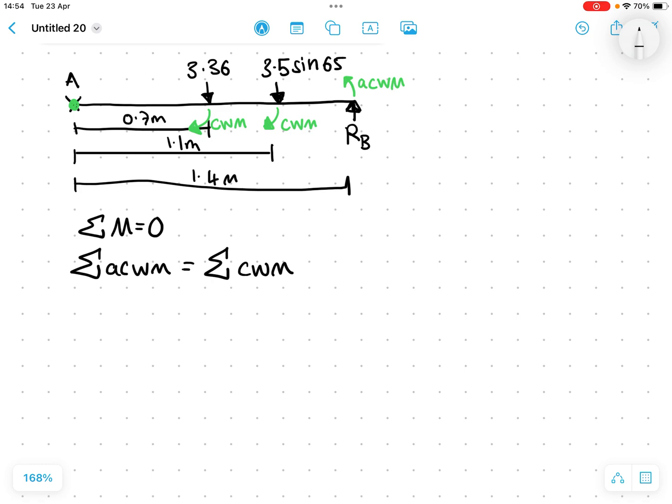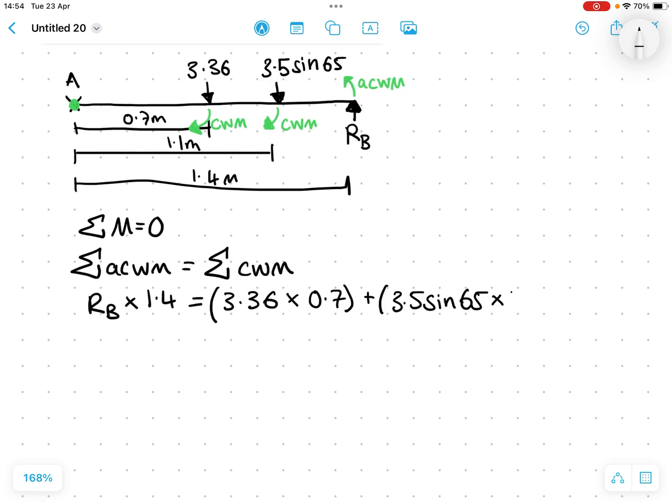I just prefer to keep my subject on the left hand side. So the moment that is going to be produced by RB is the force RB times its distance from the pivot point, 1.4. And on my clockwise side, I have 3.36 kilonewtons of force acting at 0.7 meters away from my pivot point, and I've got 3.5 sine of 65 acting at 1.1 meters away from my pivot point. You can pop that into your calculator.